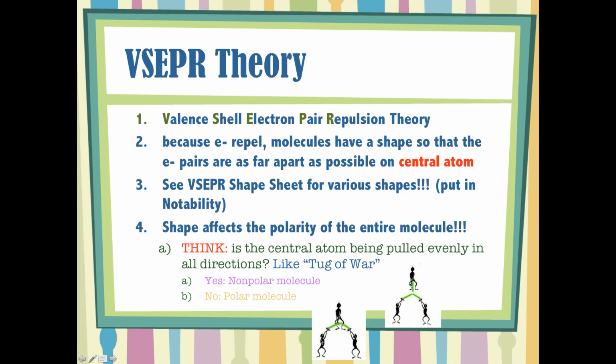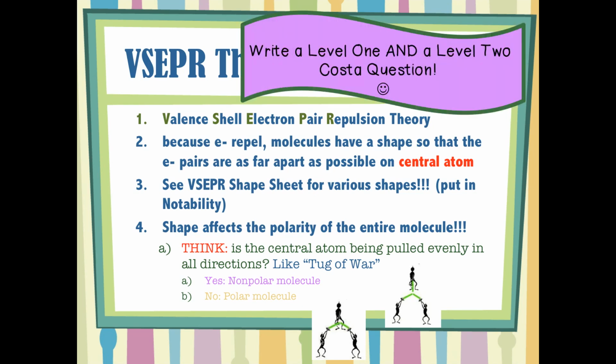You still ask yourself, is the molecule being pulled evenly in all directions? So that's kind of what we're going to be adding on to our learning today. Go ahead and do a level 2 and 1 question so far because we don't have very many notes left. So a level 1 and 2. Level 1 straight from the notes, maybe what does VSEPR stand for? And then level 2 could be explain why a molecule would be nonpolar. That'd be a great one.